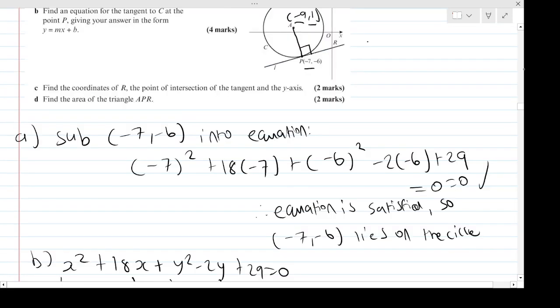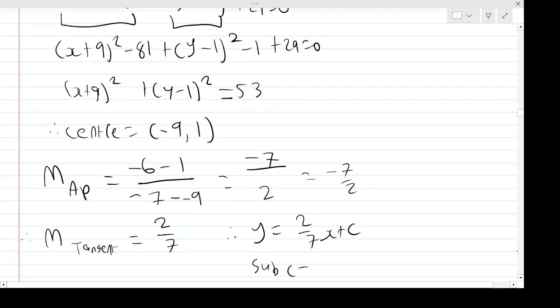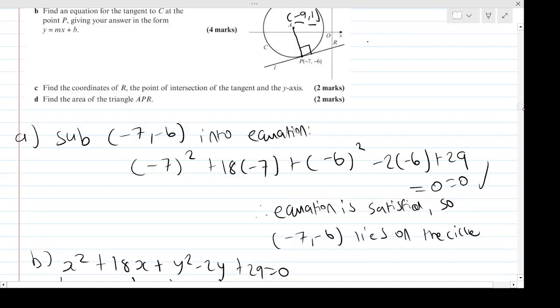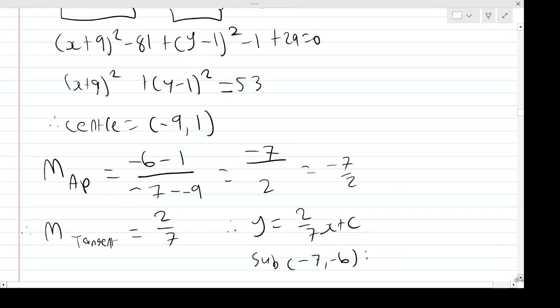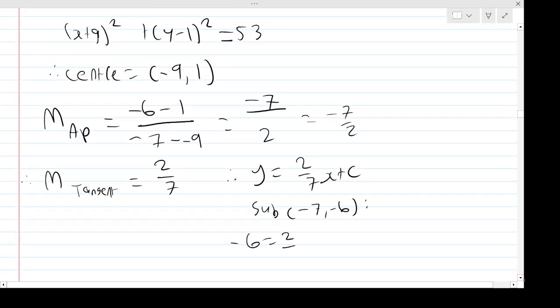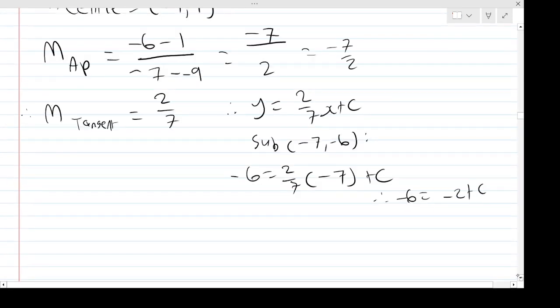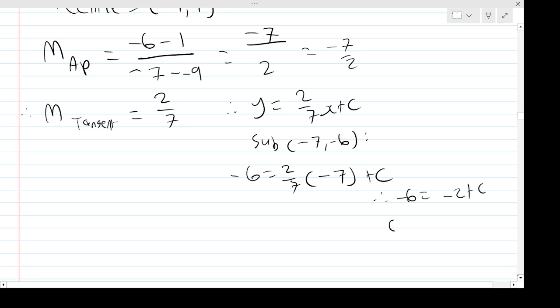Then to find c on the tangent, I need a point on the tangent. Well, I know P is on the tangent, so I'm going to substitute that in. So I substitute minus 7, minus 6 into that equation. I then get y, which is minus 6, is equal to 2/7 of minus 7, plus c, which then gets me minus 6 is minus 2 plus c, if I work out that bracket, which then means c, if I add 2, is minus 4. Therefore, my equation overall is y = 2/7 x minus 4.